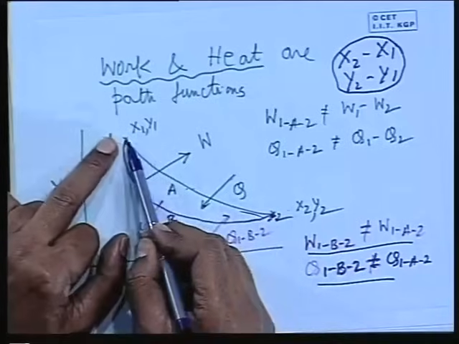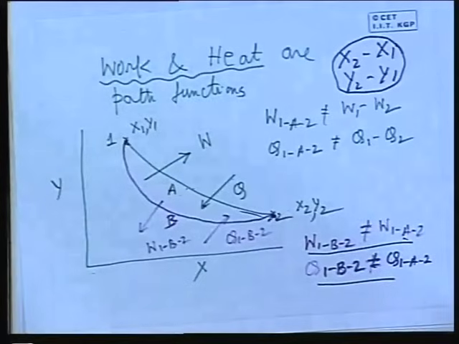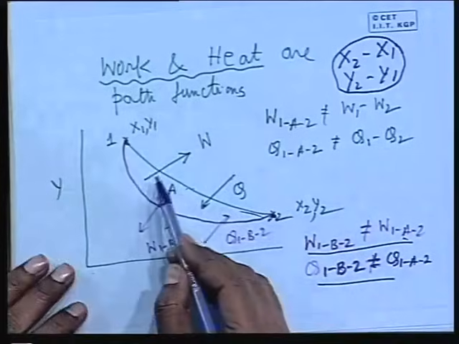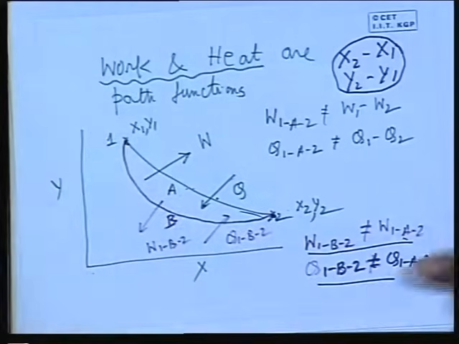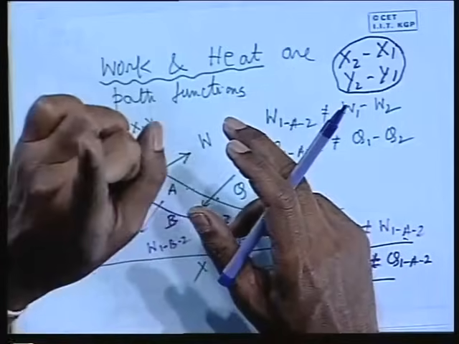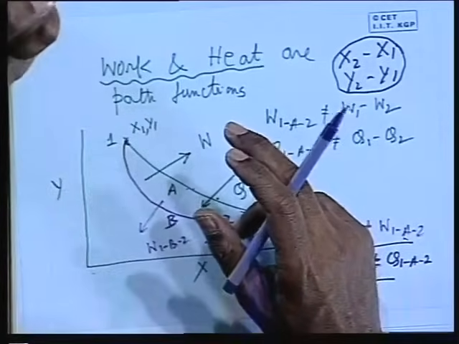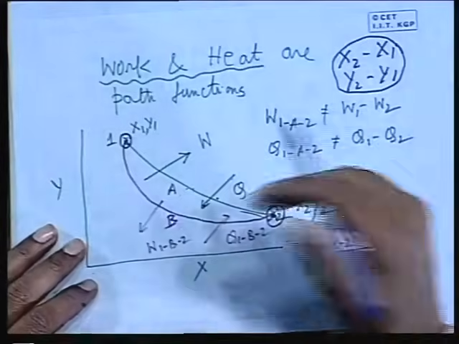So whichever may be the path, their changes will remain the same, whereas work and heat are not point functions, they depend only on the path. So the work and heat interactions in different paths will be different, and they depend only on the path, they are not ascribed to the state of the system. This is very, very important. While the internal energy, or energy stored within the system, is a point function which is stored at the state points, that I will come to afterwards while discussing the first law of thermodynamics.